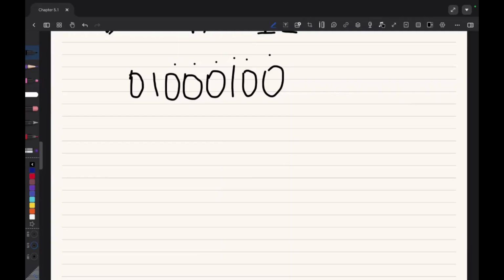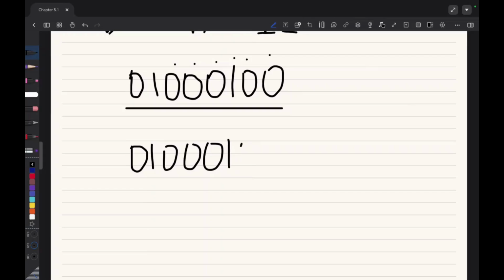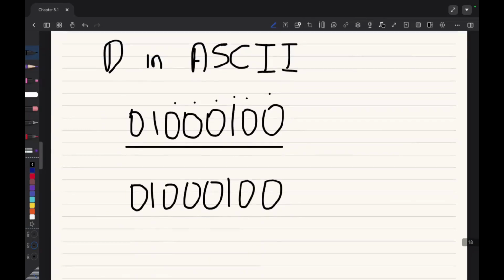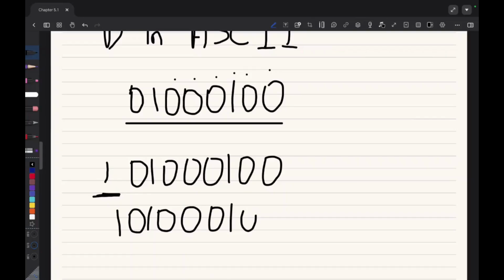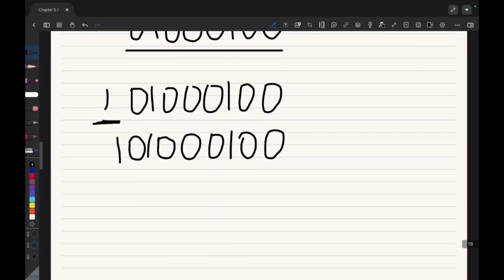Now, when you add a parity bit, you first check this. Does it have an odd number of ones? No. So we are going to copy it as it is. And when you copy it, the first number right here that you're going to put is called the parity bit. You're going to put a 1 right here. Now this is going to be your new binary representation.